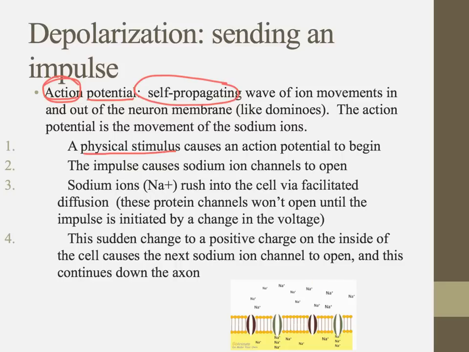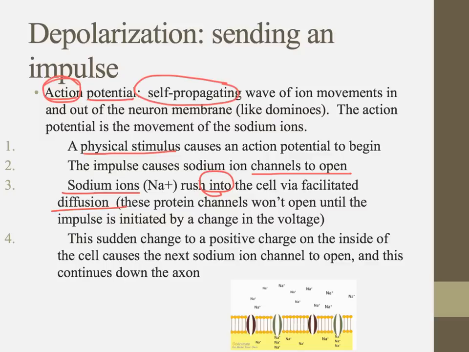What's going to happen is that physical stimulus is going to cause a sodium ion channel to open. Since that channel is open and since we have a difference in concentration, this sodium is going to passively diffuse back into the axon. So we had a high concentration outside of the cell, but the channel was closed. Once the channel opens, those sodium ions are going to rush into the cell. So again, sodium ions go into the cell via facilitated diffusion.